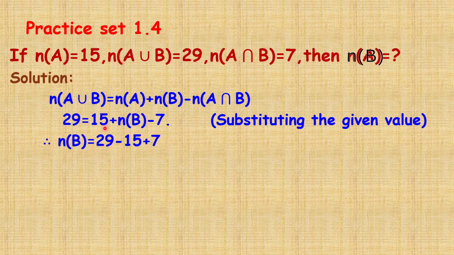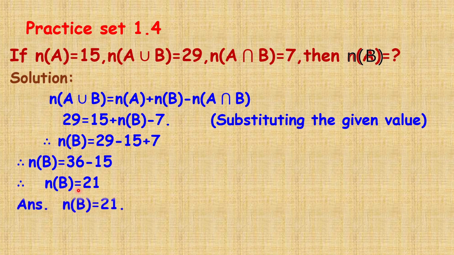Then transfer this 15 and minus 7 to the opposite side. It becomes the number of elements in B is equal to 29 minus 15 plus 7. Therefore, the number of elements in set B is equal to 36 minus 15, which is 21. Thus, the answer is the number of elements in set B is equal to 21.